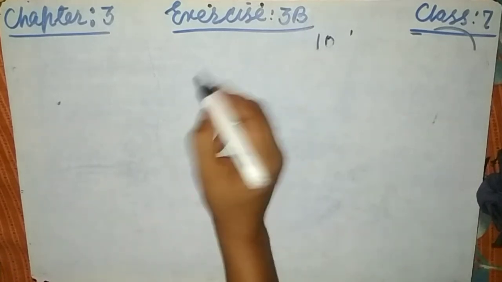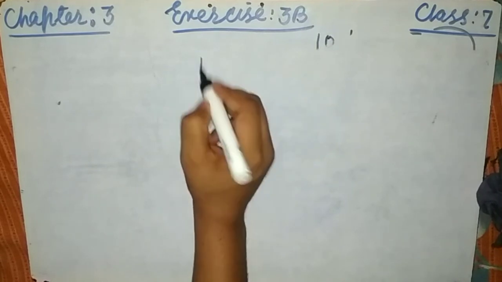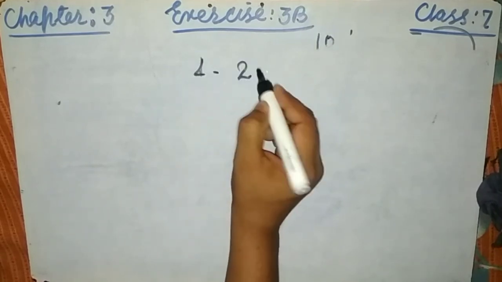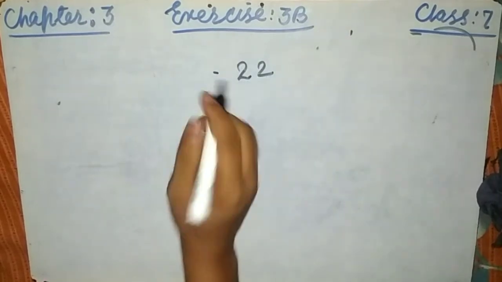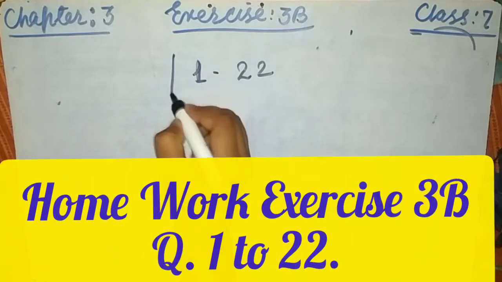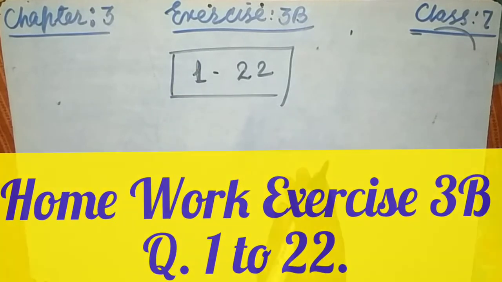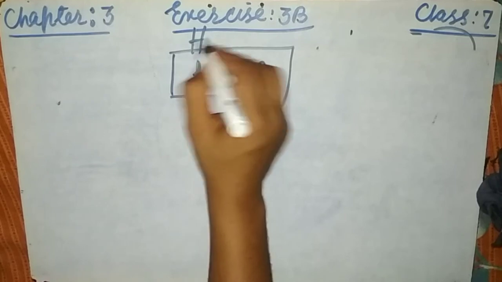Okay friends, now homework, write down your homework. Exercise 3B, question number 1 to 29. You have to revise and solve. You have to solve all the questions once again. Okay, so this is your homework.